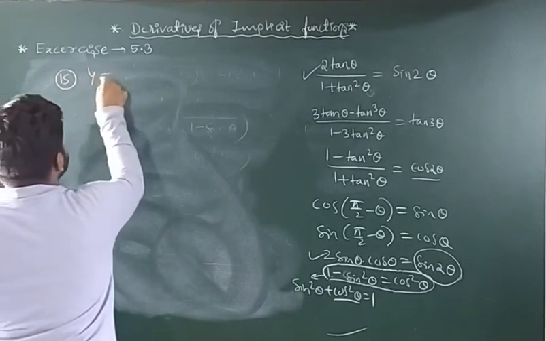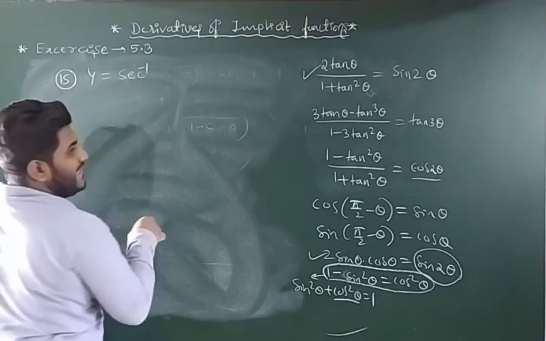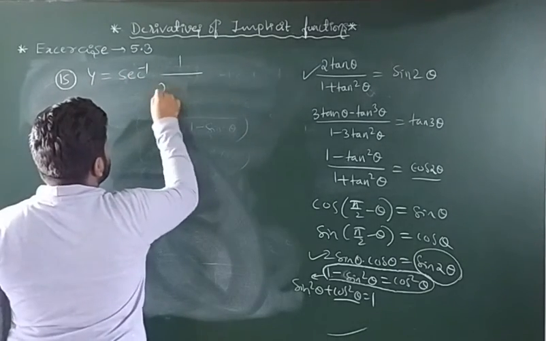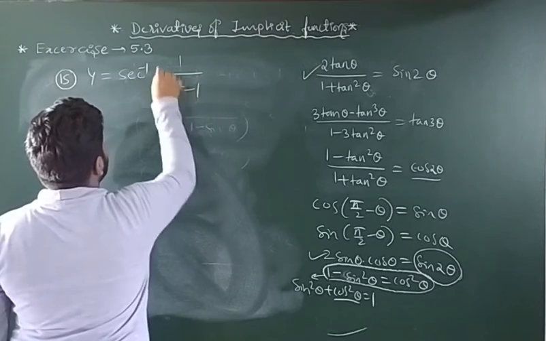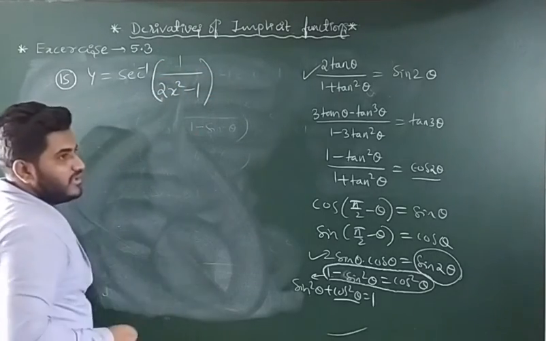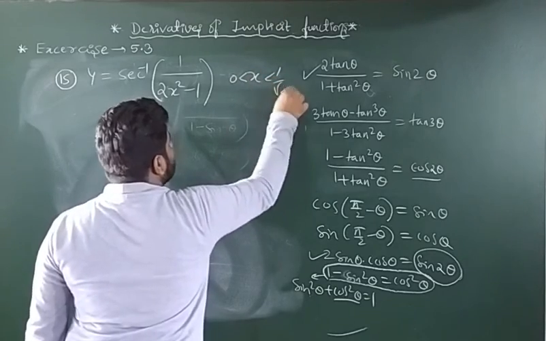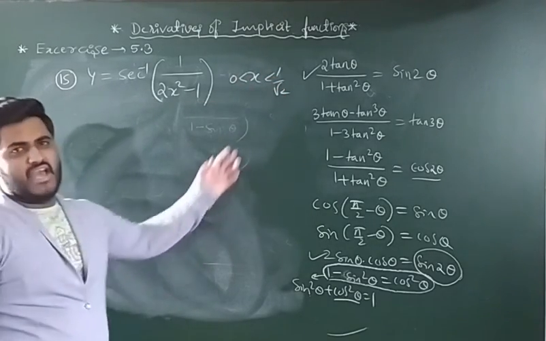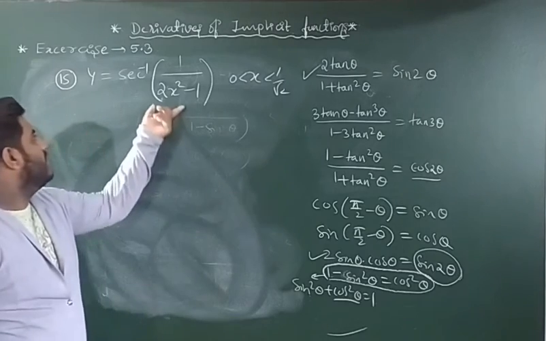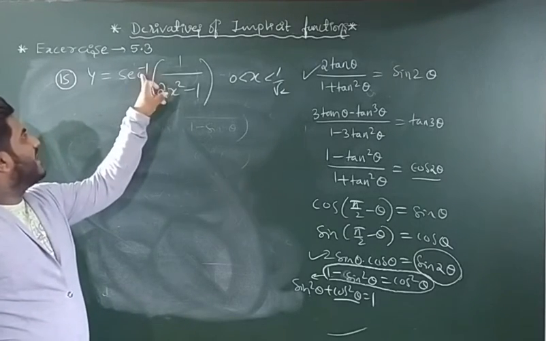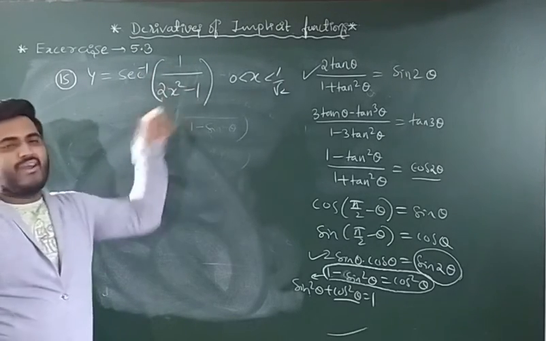Y equal to sec inverse of 1 divided by 2x square minus 1. So this is the question now. Here x is between 0 and 1 by root 2. This is the domain and range they have given. It is not necessary to understand this one, so just remember this: sec inverse of 1 divided by 2x square minus 1.